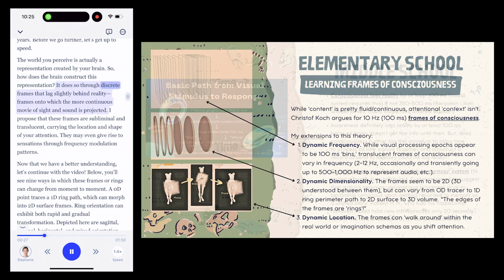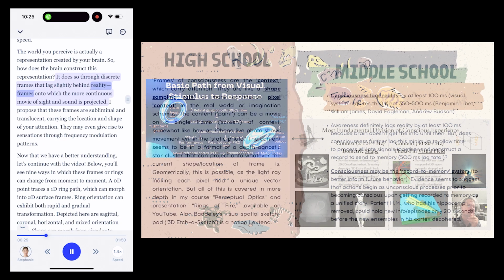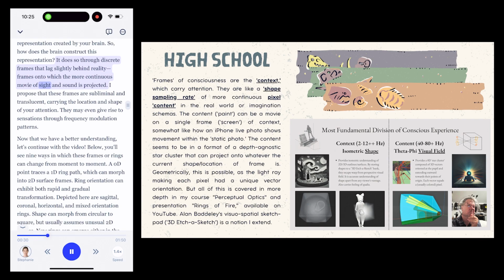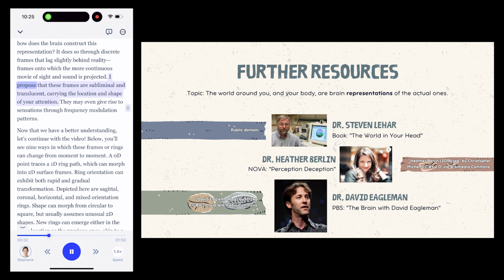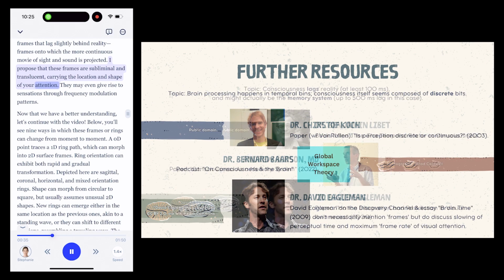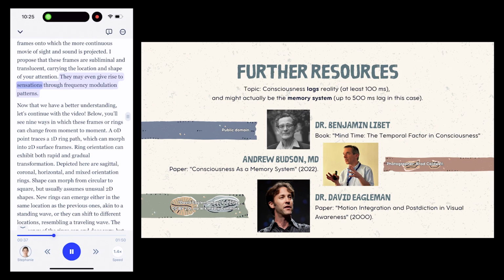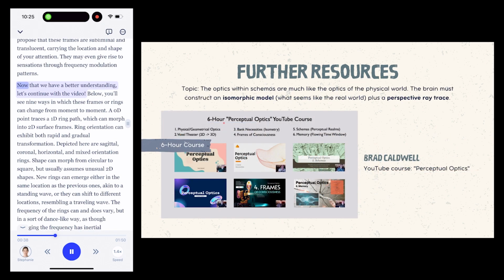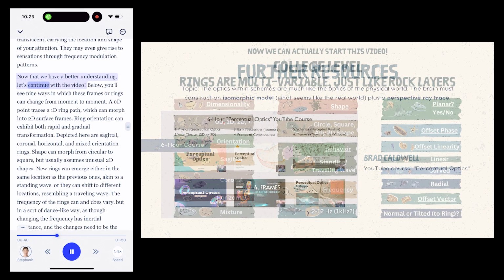It does so through discrete frames that lag slightly behind reality, frames onto which the more continuous movie of sight and sound is projected. I propose that these frames are subliminal and translucent, carrying the location and shape of your attention. They may even give rise to sensations through frequency modulation patterns. Now that we have a better understanding, let's continue with the video.